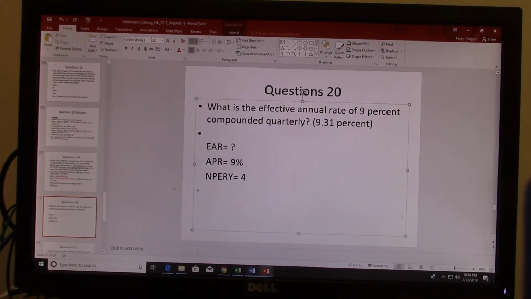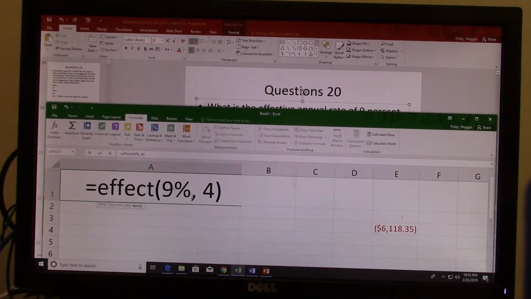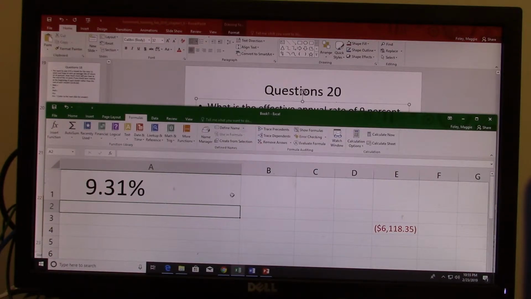To do it in Excel, you use the EFFECT function. You can find this command by going to Formulas, Financial, and you can find the command box. Enter 9% as the nominal interest rate and 4 times a year, so 9.31%.